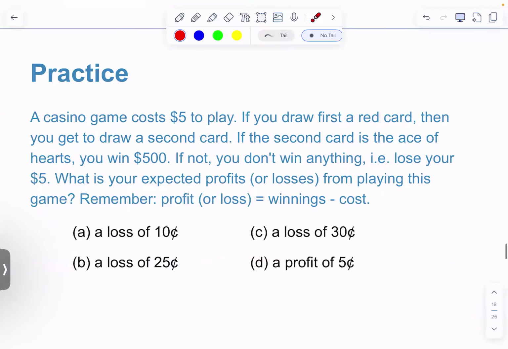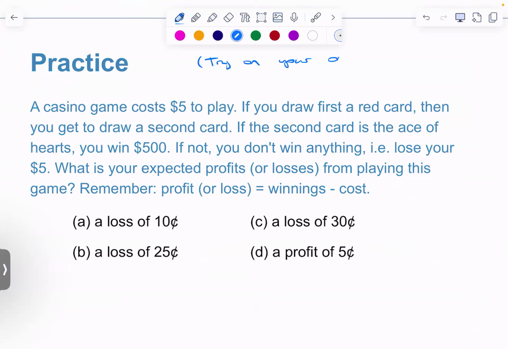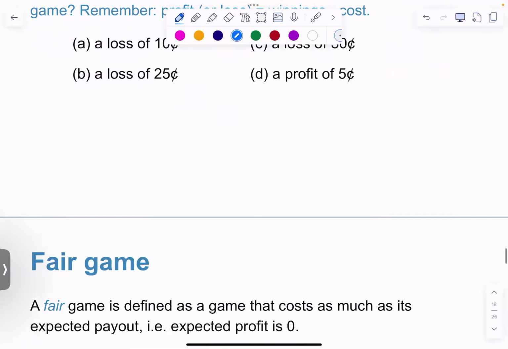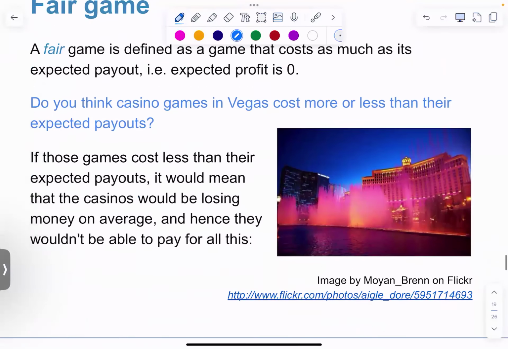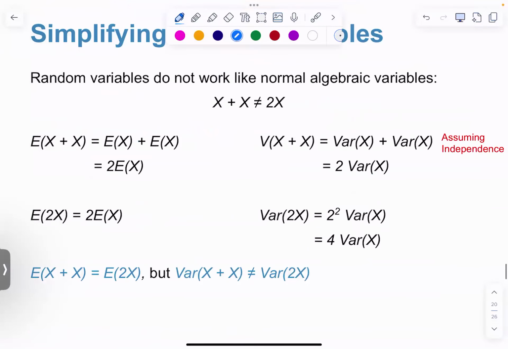Can I do this? Try on your own. It's another one. Before I post the notes, I'll bring the solutions to this one into the notes, right? Just so you can check it. But we are starting the normal distribution next week, and that's why I'm kind of rushing through this. Just as a quick note here, the expected value behaves the way you want it to, but the variance does not. And that's it.